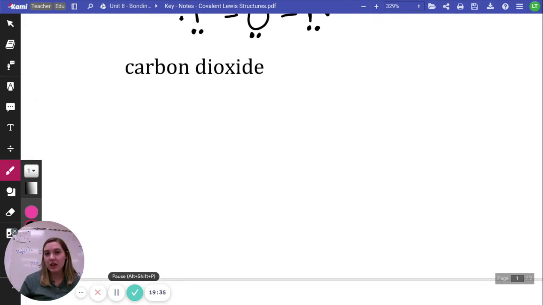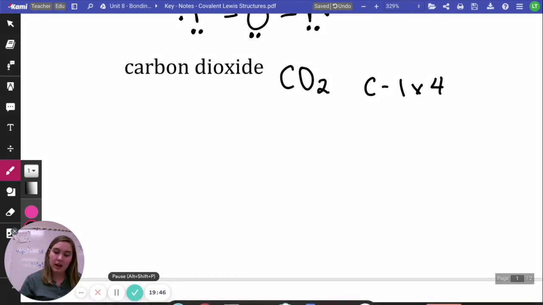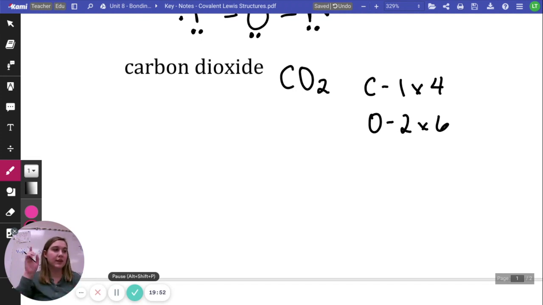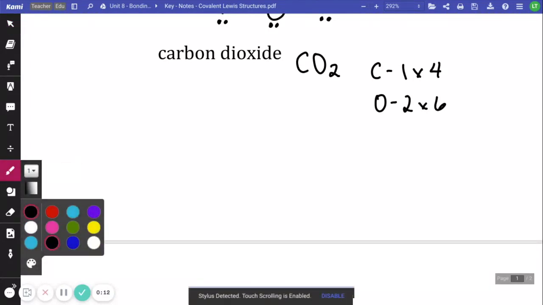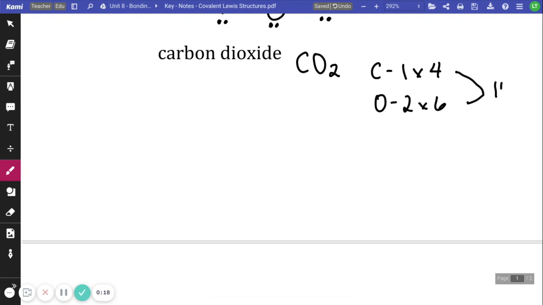So the next one we have is CO2. So carbon dioxide, so CO2. All right. So I have 1 carbon, and that carbon will have 4 valence electrons. And I have 2 oxygens, and each oxygen has 6 valence electrons because of where they are on the periodic table. So carbon has 4 valence electrons, and oxygen has 6 with 2 oxygens. So that gives us a total of 4 plus 12, so 16 valence electrons to work with.